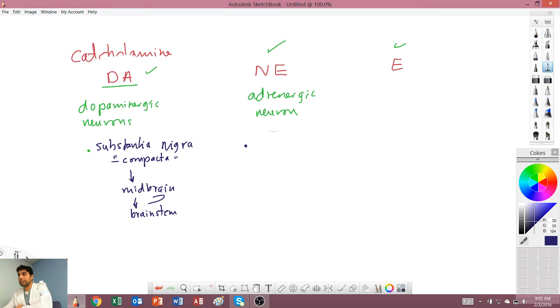Now, norepinephrine is primarily produced in adrenergic neurons. Where would you find adrenergic neurons? One thing I want to tell you, norepinephrine has an N in it, so it's primarily from the CNS. The adrenergic neurons of norepinephrine are found in the CNS. And the nuclei that produce norepinephrine in the CNS are known as locus coeruleus.